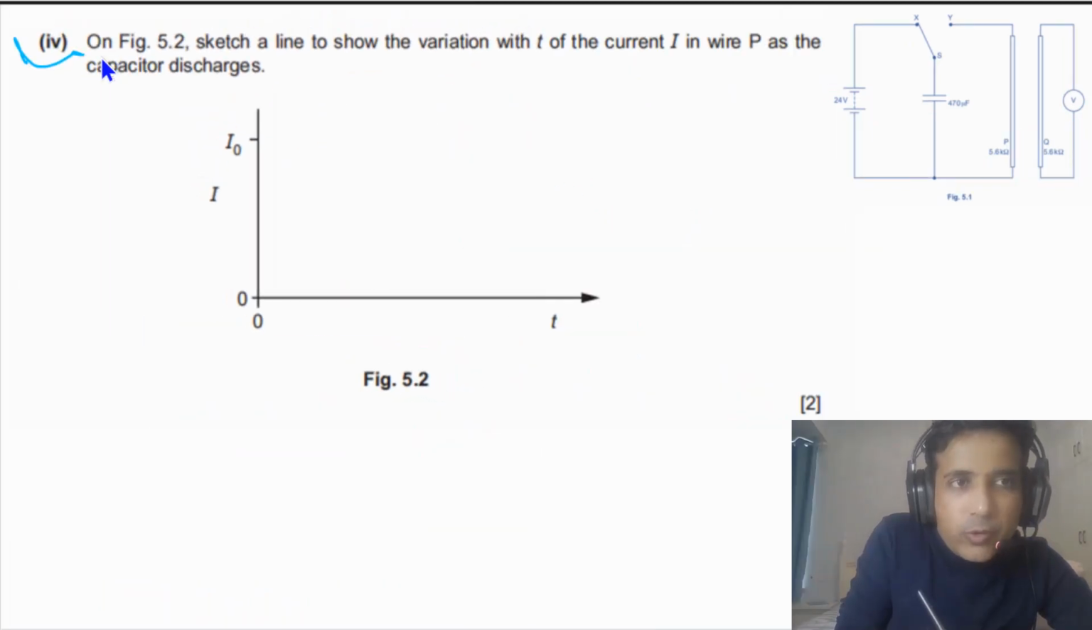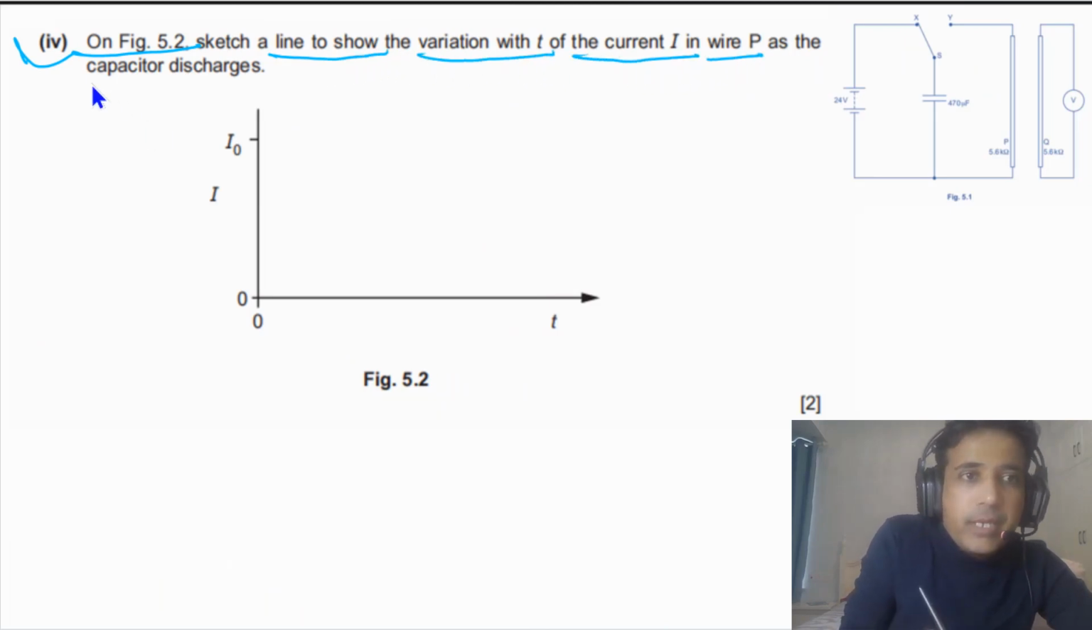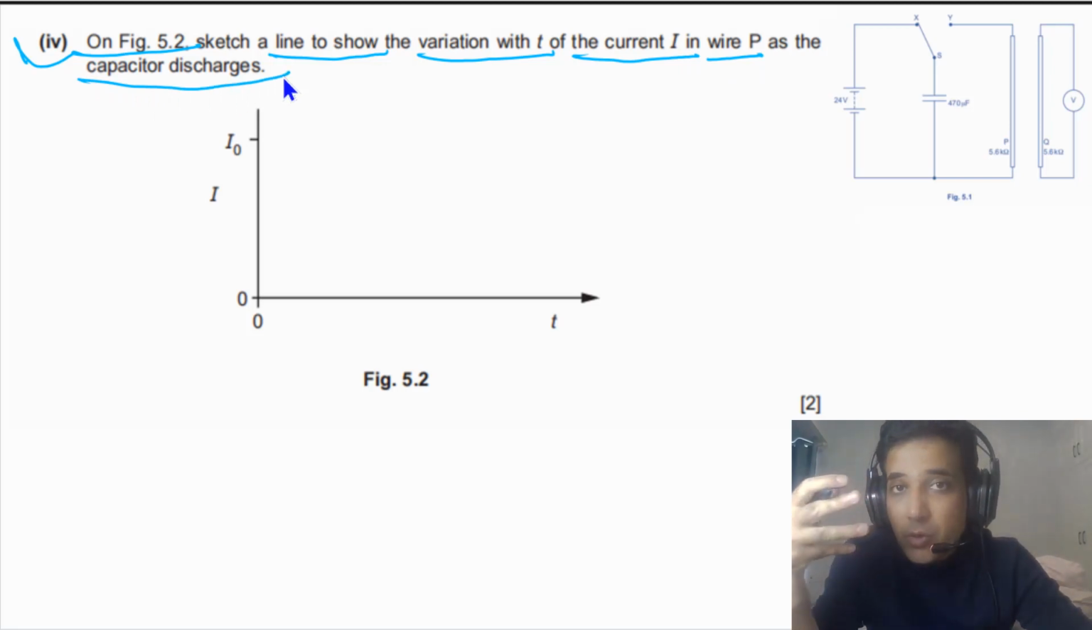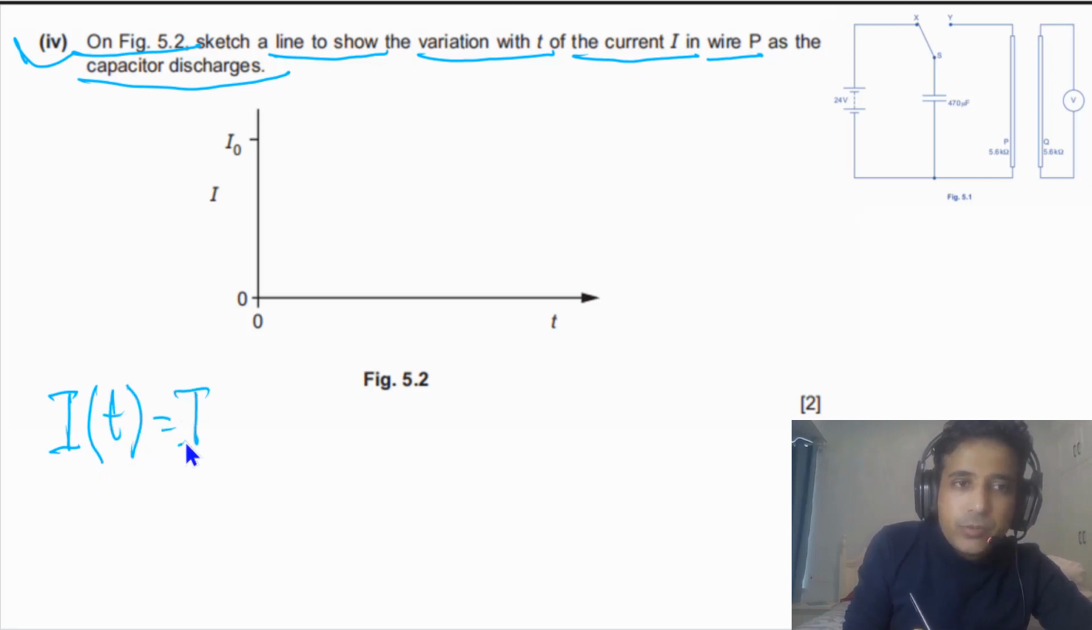For part 4, on figure 5.2, we need to sketch a line to show the variation with t of the current I in wire E as the capacitor discharges. This question is about discharging of a capacitor, and in your syllabus you only need to understand discharging of a capacitor, because charging of a capacitor is not part of your syllabus. For discharging of a capacitor, we need to understand how current will change. I as a function of time is equal to I naught, meaning I maximum, times e to the power of minus t over RC.